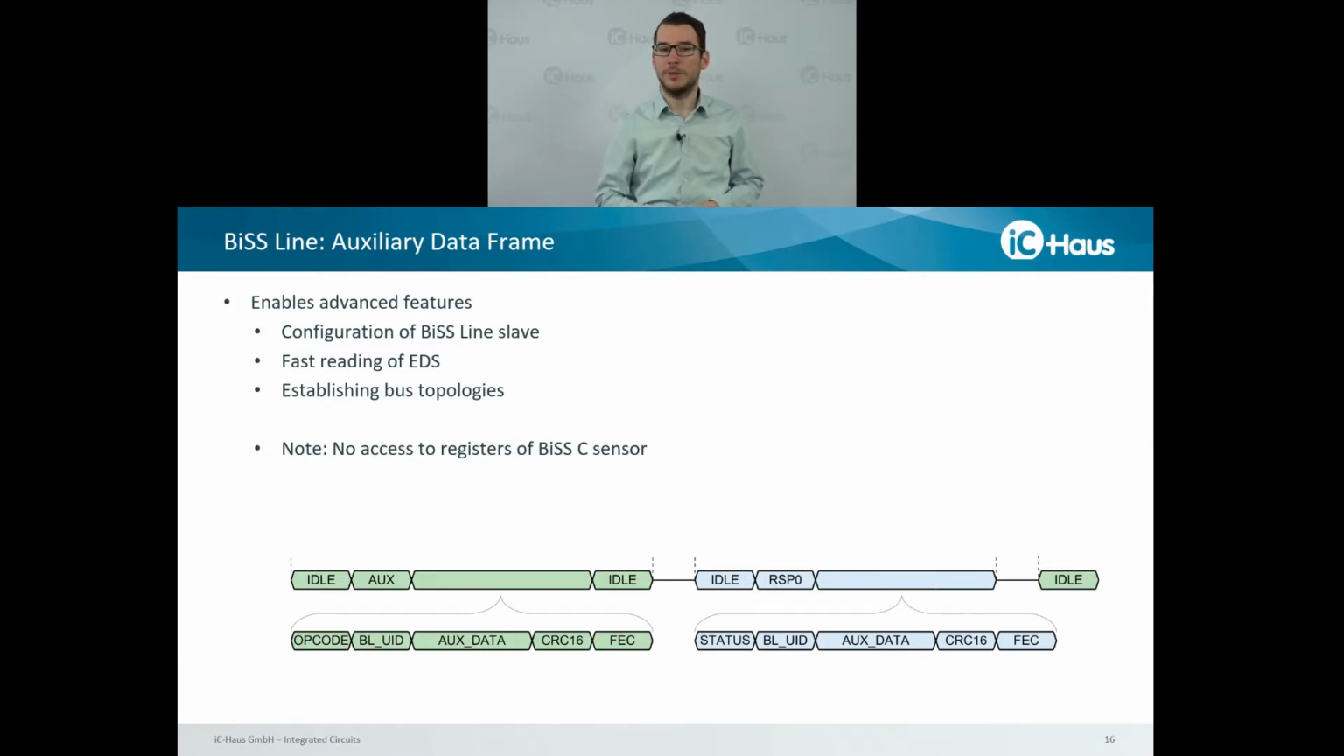It is notable that no access to the registers of a BiSS C sensor can be achieved by auxiliary data frames. To this end, we still have to use process data frames.